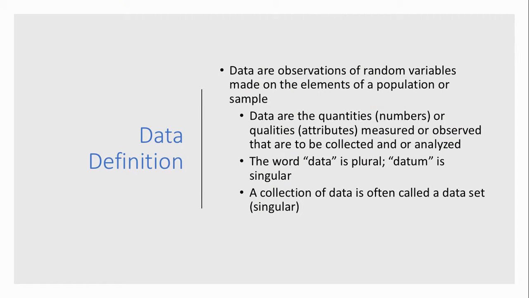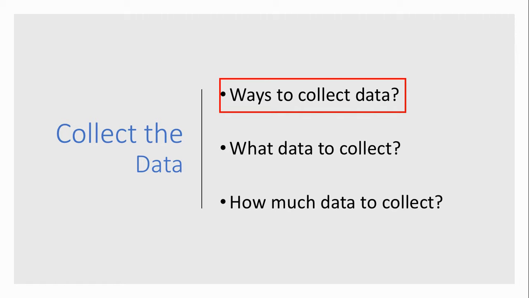So what is data? Data are observations of random variables made up of the elements of a population or sample. Data are the quantities or the numbers, or the qualities or the attributes measured or observed that are to be collected and/or analyzed. Data can be plural and datum is singular. Oftentimes you'll see what we call a data set that a researcher may use after they've collected their data from individual subjects and put it into a database.